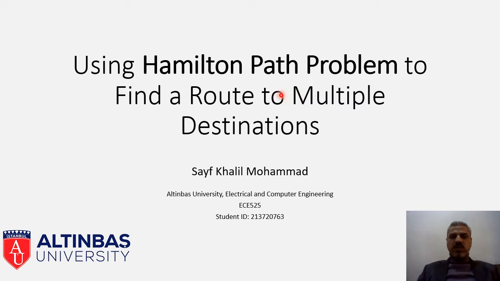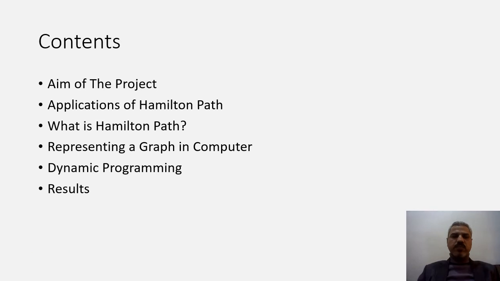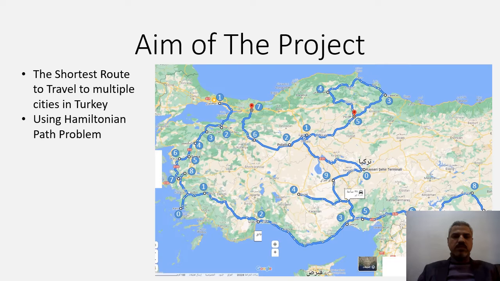I'll talk about my project. It's on using the Hamilton path problem to find a route to multiple destinations. These are the contents of the presentation. The first one is the aim of the project. The second, applications of Hamilton path, and what is a Hamilton path, how to represent a graph in computer, and what is dynamic programming. The last one is the results I've obtained after completing this project.